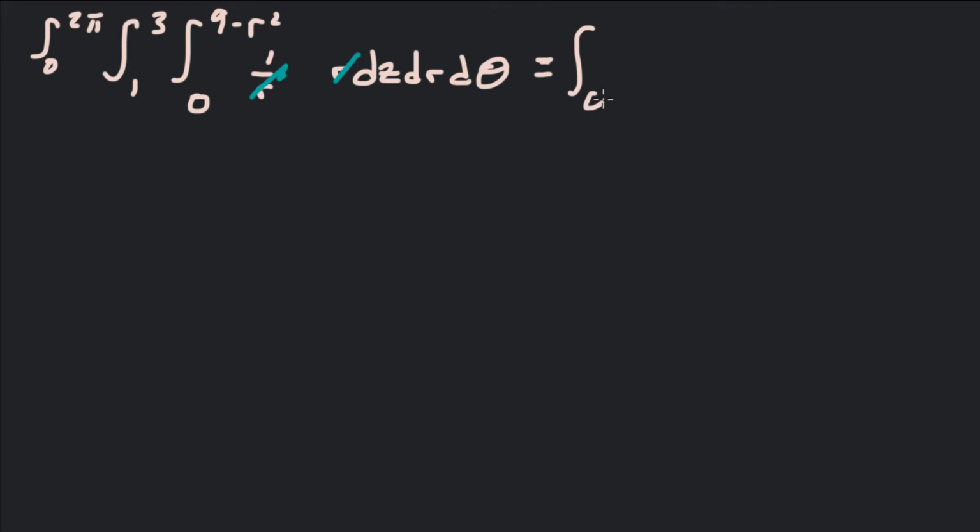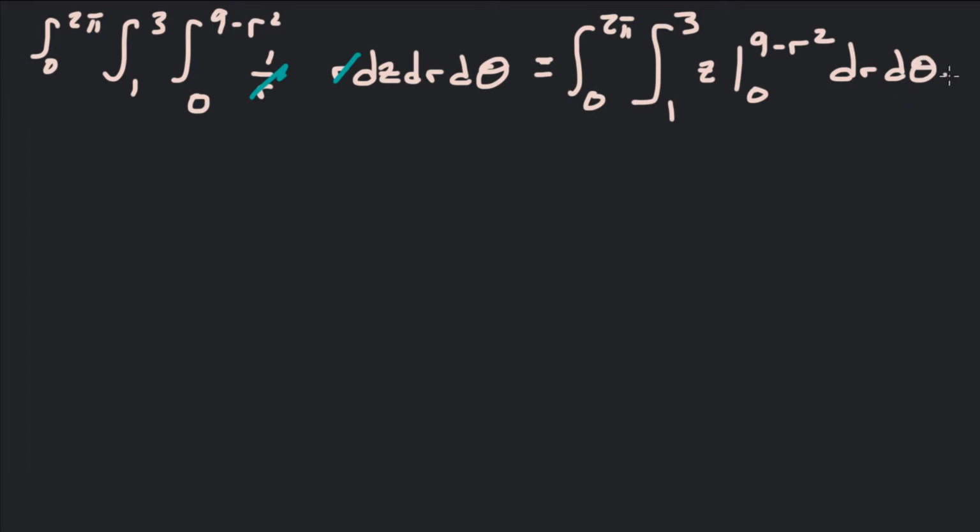Get the integral 0 to 2π, integral 1 to 3. Integrating dz, 1 dz is just going to give me z from 0 to 9 minus r squared, dr dθ. And actually that θ term, I can just pull the dθ directly over here and get 2π from that integral. So I get θ, which goes from 0 to 2π directly from doing dθ.